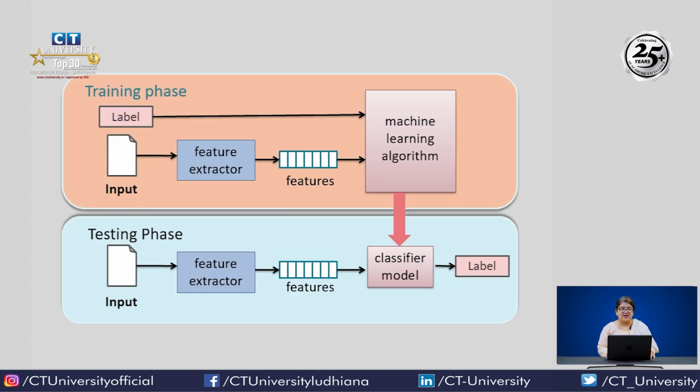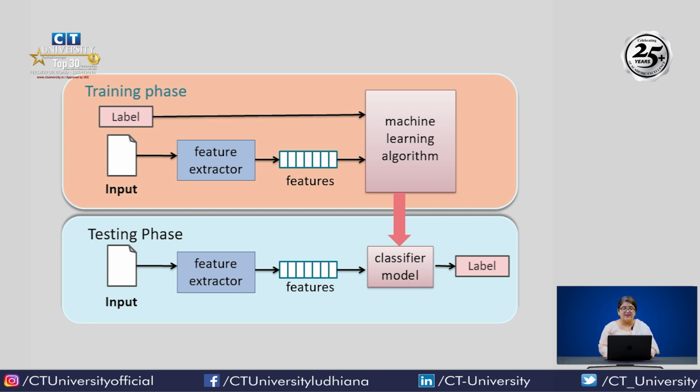So what happens in the training phase? We have input, then feature extractor, features, then the learning algorithm is applied, and there is a classifier model. This is the way of training. Training means, if you have some kids in your house, you first train them how to behave when someone comes to your house. Similarly, we have to train our machine learning software on that particular data. For 80% of the data we are doing that training.